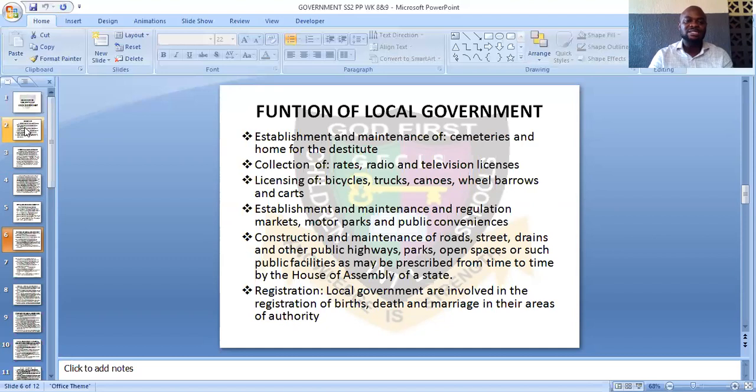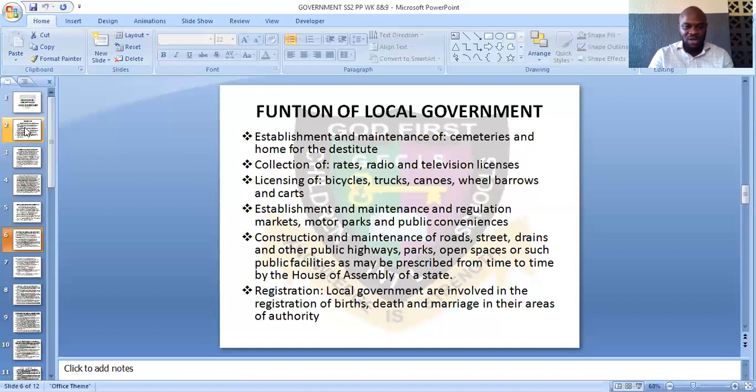Another function is licensing of bicycles, trucks, canoes, wheelbarrows, and carts. That's why you see that in every car, in every bus, in every truck, in every bicycle or tricycle, the plate number always has the local government's last three digits at the end of the number. Because as it is, you collect it from the local government. That's one of the sources of funds for the local government.